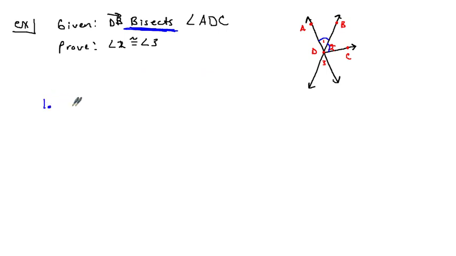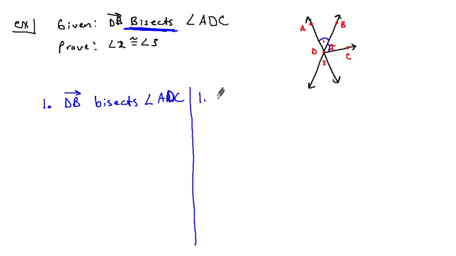So first step, well, always the first step is our given information. So ray DB bisects angle ADC. My pen's going crazy. All right, and our reason for that is pretty obvious. It was our given information.